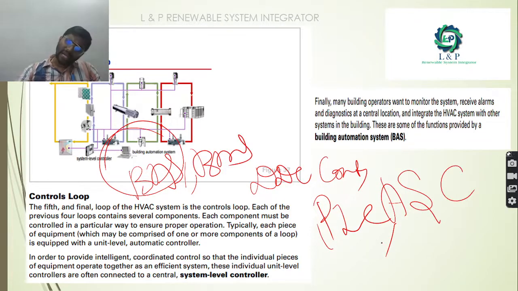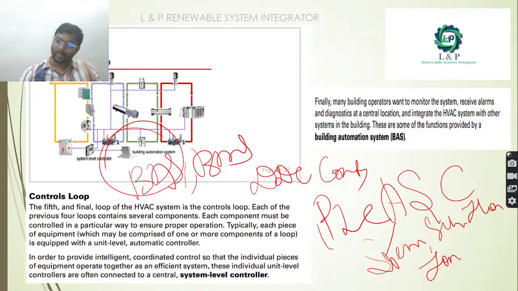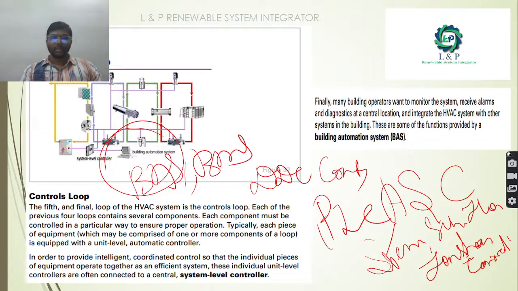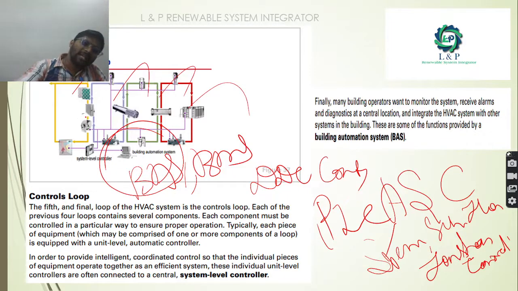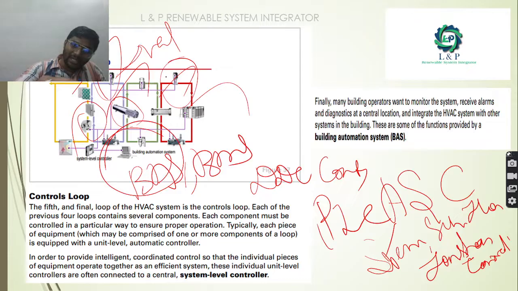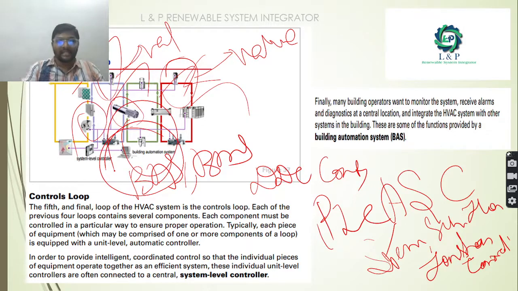Okay, so it can be of any brand. We can use Siemens, Schneider, Honeywell, Johnson Controls, like that. Any sort of brands is available in the market. The most important loop is this control loop. This control loop will be interfacing with all the other loops. It will be controlling the fan, the evaporator, the valve in the heat exchanger side, and also the expansion valves. Like this, the system level controllers play a very important role.